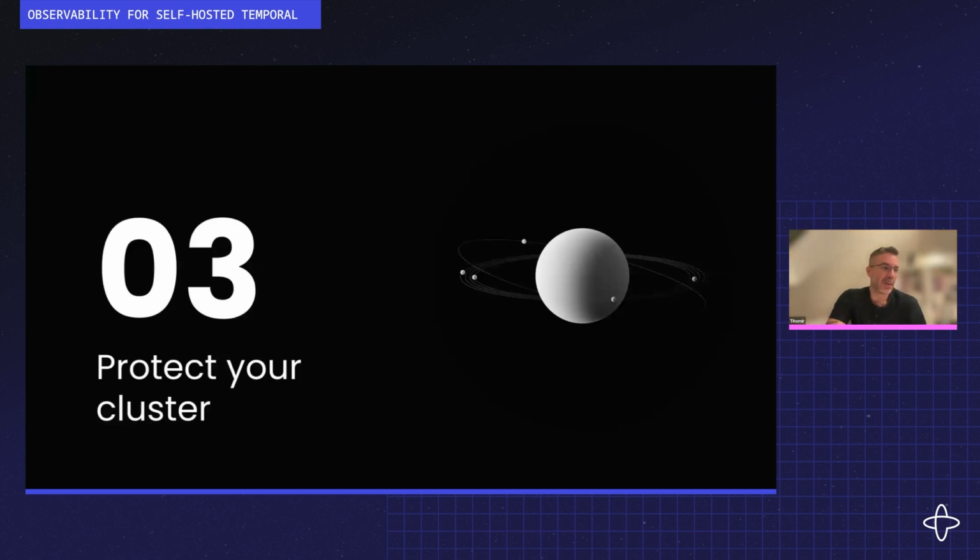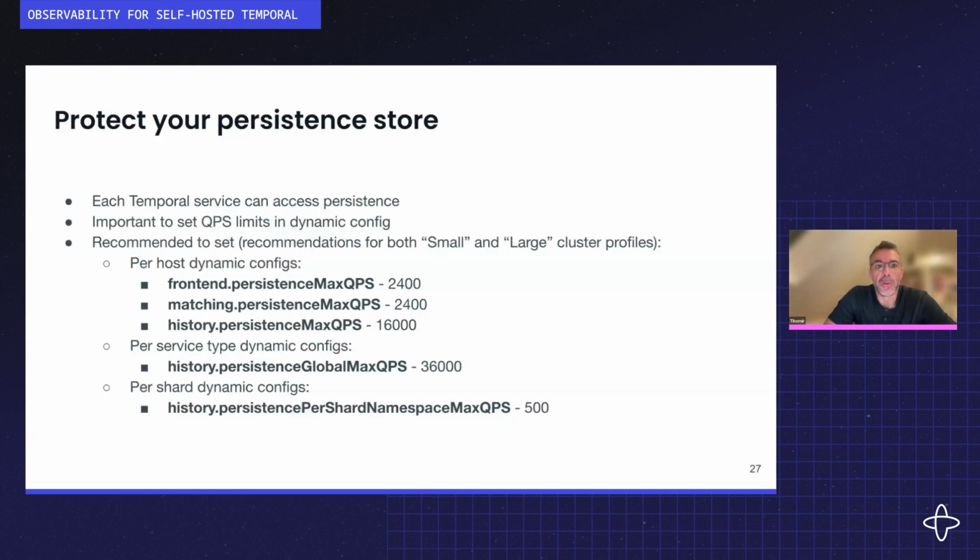The third thing that I wanted to talk about is how to protect your cluster. Now that we have set up our cluster, we have persistent store and our visibility store set up. We've got to put some protections in place. Every single Temporal service type, that being front-end, matching, history, worker, can access persistence.